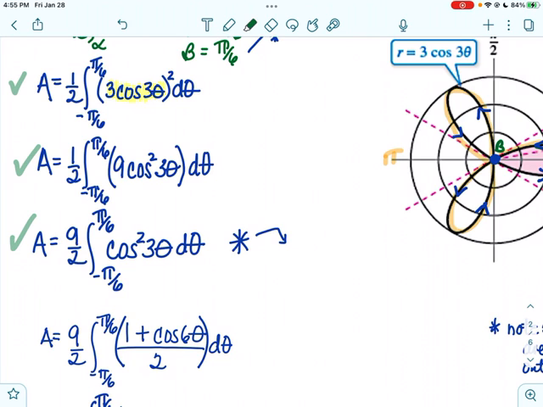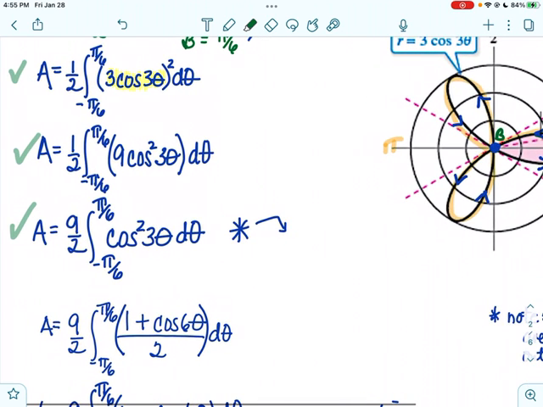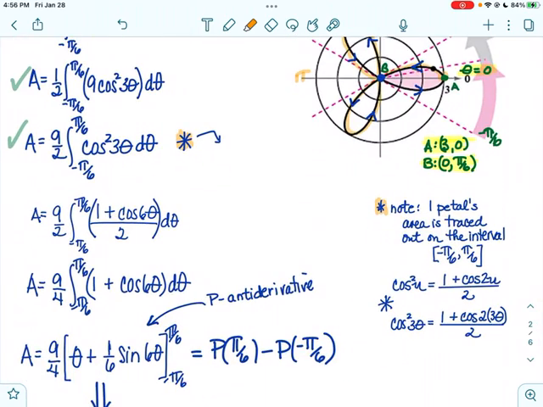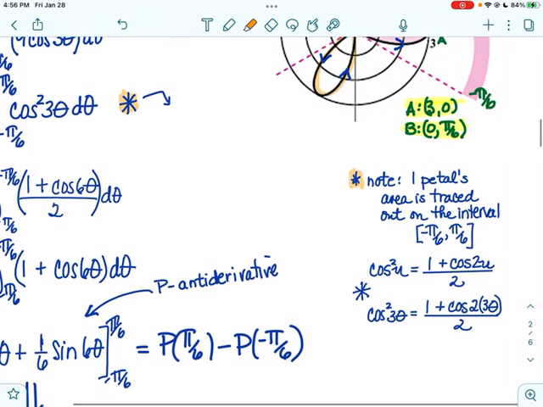So now I have 9 halves times the integral from negative pi over 6 to pi over 6 of cosine squared 3 theta. Now, with a cosine squared, this is a power reduction formula. I've got a little star down here again, but I think I mentioned it on another video. This is a power reduction formula where cosine squared u is (1 plus cosine 2u) over 2. And our u in this case is 3 theta. So when I plug this back in, the 2 times 3 theta is going to be 6 theta.